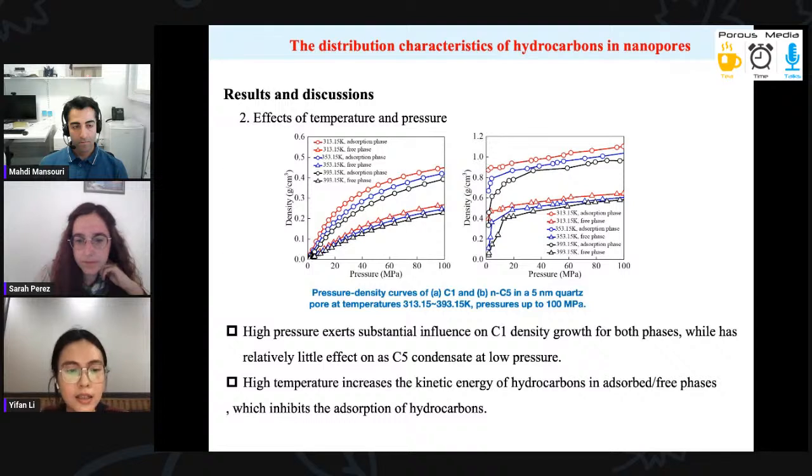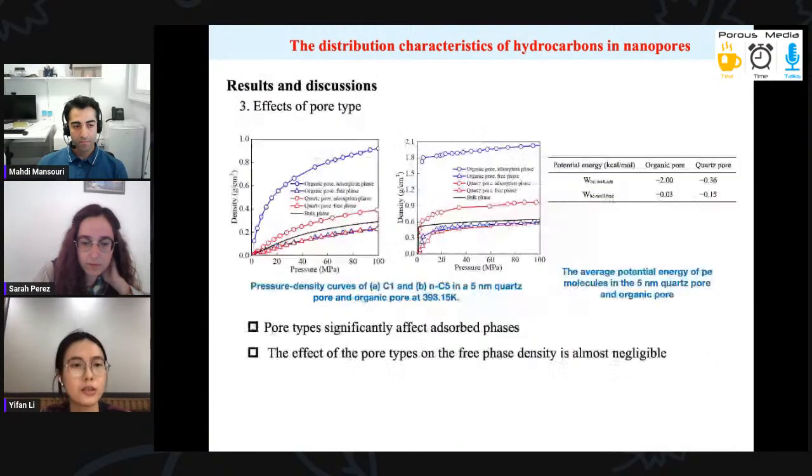which inhibit the absorption of hydrocarbon to a certain extent. This is why we usually apply thermal processing as a method to enhance oil recovery in our shale formation.